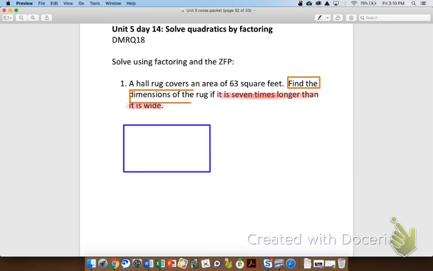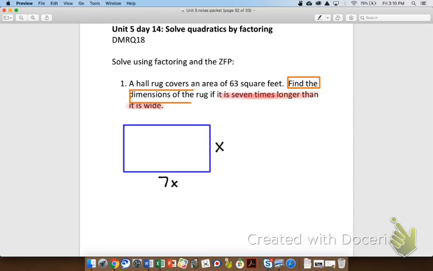So do we know how wide the rug is? In math, if you don't know the numerical value of something, what do we usually assign to it? A variable like x. Okay, so I'm going to say that the width is x. When you see the phrase 7 times longer than it is wide, I'm going to wait until I have your 100% attention. So if the width is x, the length, 7 times longer, would be 7x. That's right. So the width is x, the length is 7x.